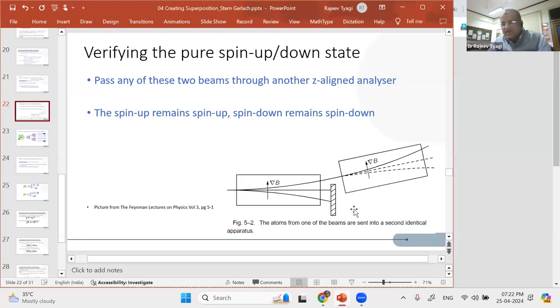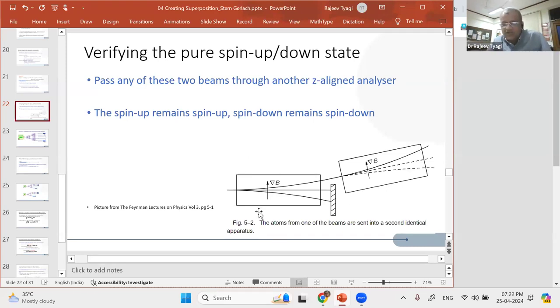So there is an option there. You can put a Z-oriented magnet, and you can put a Z-oriented analyzer. The analyzer will also count. The magnet will only apply the magnetic field. The analyzer will apply the magnetic field and will also count. That's what it is calling a Z-analyzer.